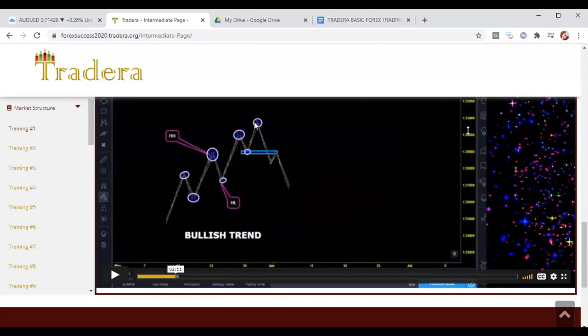Now, it created this higher high, and then what happened? It broke through it. So when it broke through here, it let us know that we are no longer in an uptrend. We are at this point considered bearish. Does that make sense to everyone? Yes.